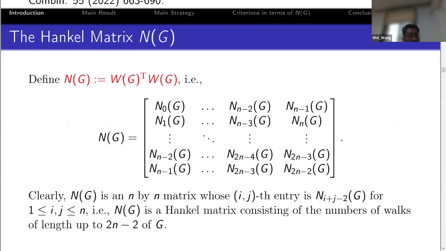Here is another definition, a Hankel matrix, which is defined this way: W_G transpose multiplied by W_G. So it's an n by n matrix. It looks like this. It's a Hankel matrix consisting of the numbers of walks of length up to 2n minus 2 of G. So if we know the number of walks of G of length up to 2n minus 2, then we have this matrix, the Hankel matrix. This matrix, I think, plays an important role in our later discussions.